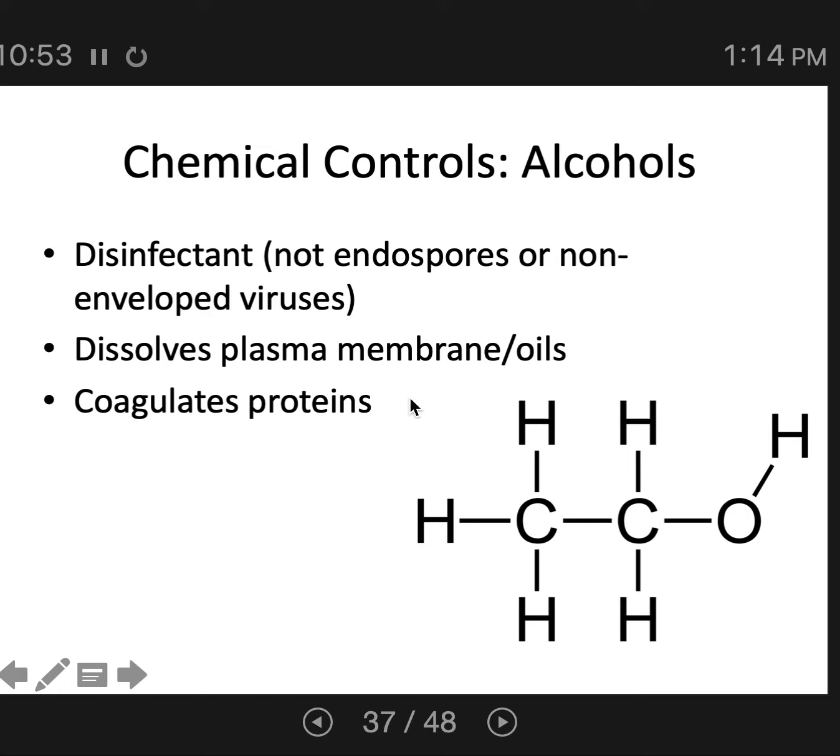They also cause proteins to coagulate or clump up together. These are not good for wound cleaning. They coagulate proteins at the surface of the wound, and that allows bacteria to live beneath.